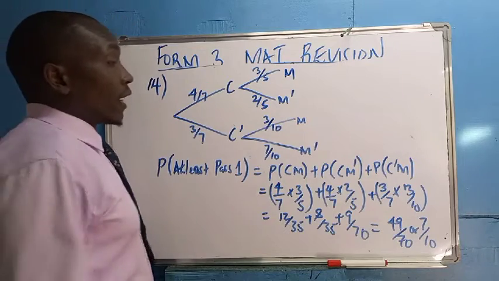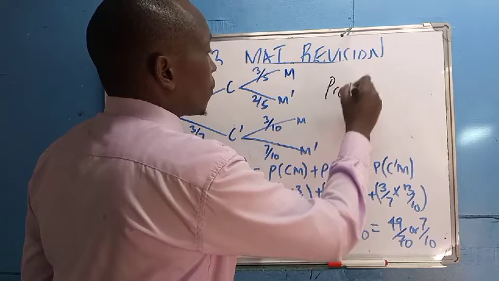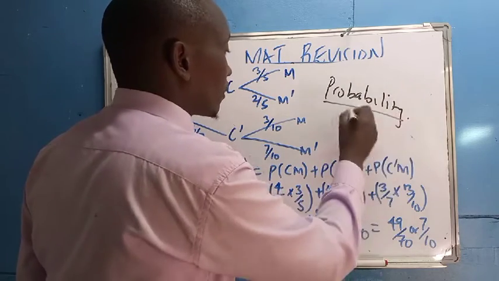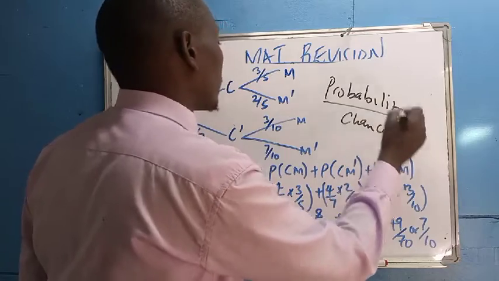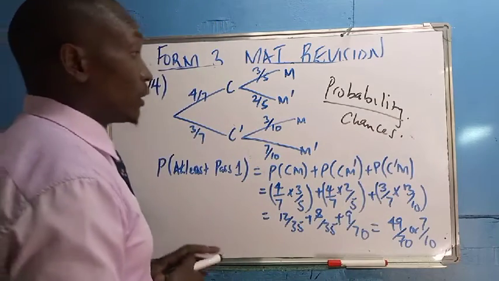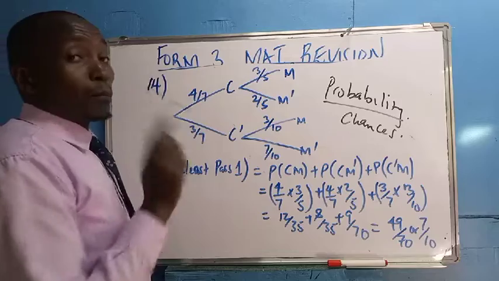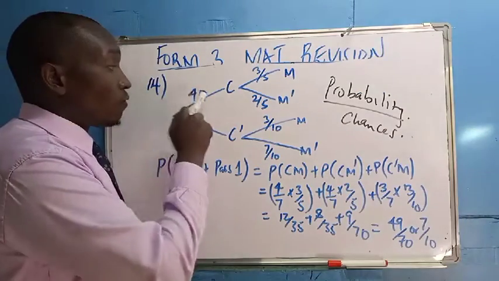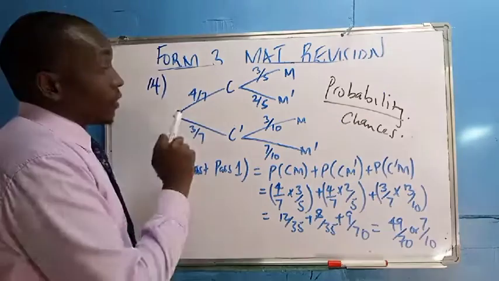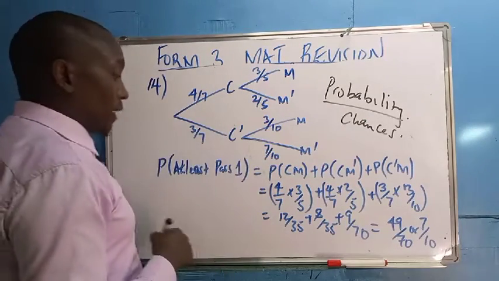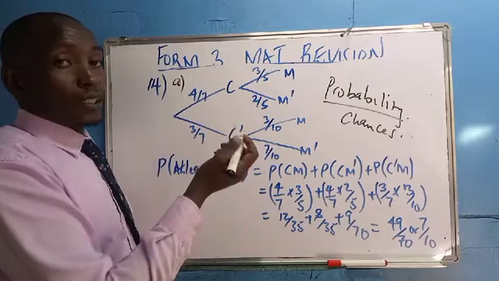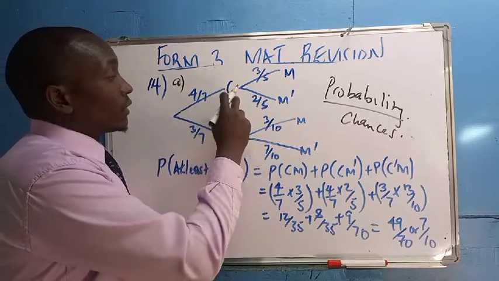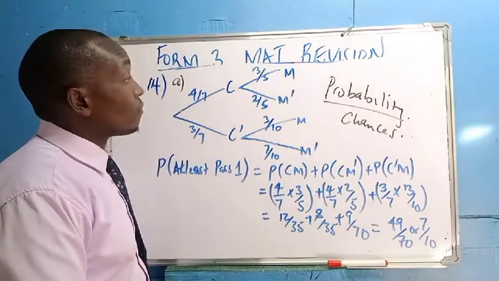Number 14, a question on probability. This is just a game of chances. And you're told that there's a student here called Jane, and that the probability that Jane will pass a chemistry test is 4/7. Therefore, for the first part A, we are drawing the tree. So I can start right from the beginning. The probability that Jane will pass chemistry is 4/7.